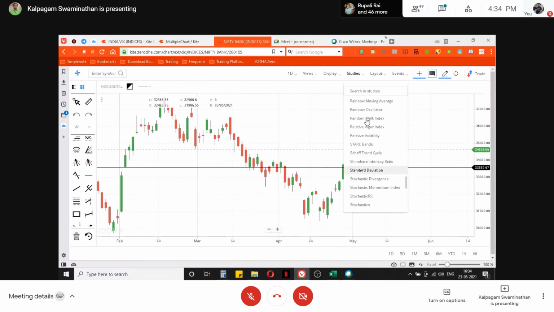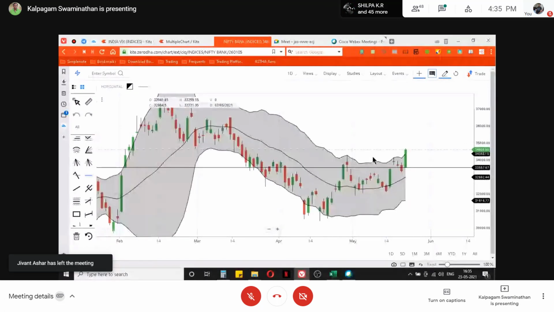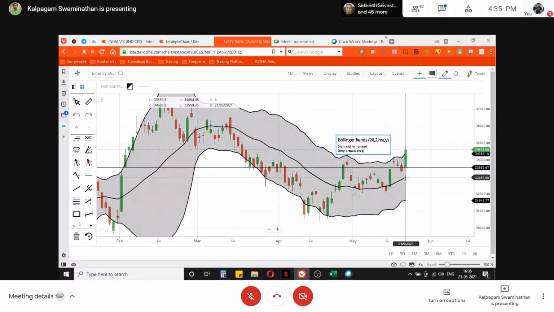Then of course you have the Bollinger Band, which is nothing but a 20 period moving average with two bands above and below. So this 20 period moving average is again pointing upward, sloping upward. You're in a buy trend.